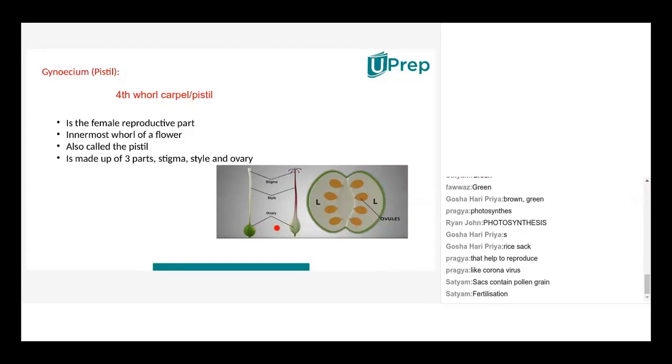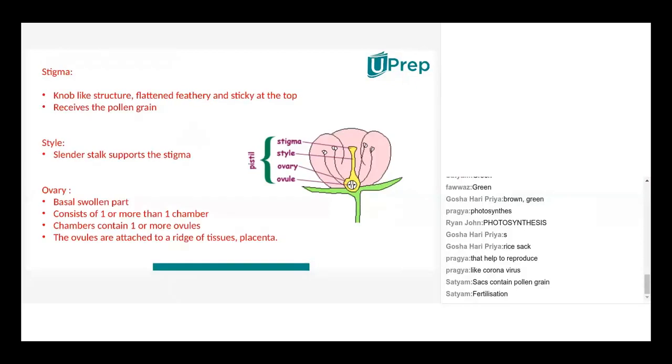And many a time it happens that different flowers have pistils which look a little different, but the overall structure is like this. The overall structure of the pistil of a flower looks like this. At the top there will be the stigma, there will be a slender portion called the style, and at the base there will be a circular portion called the ovary. Inside there will be ovules. This is a very general picture of any pistil. Okay, so I'm moving forward to the next portion.